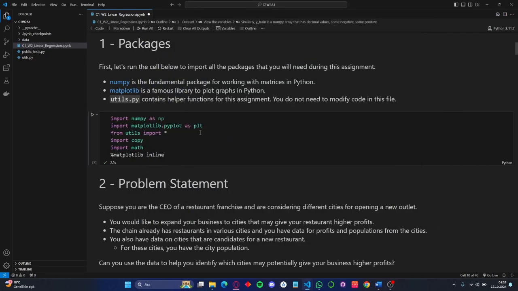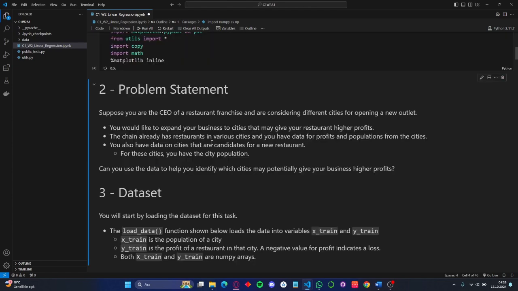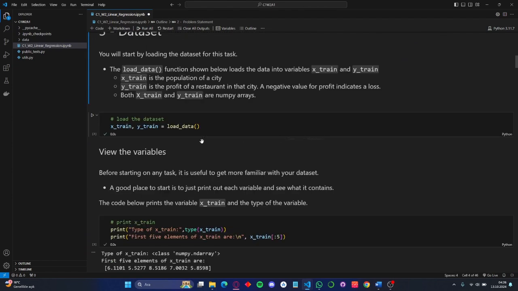My name is Tolga. I will look at this linear regression homework. This cell imports some libraries, and here we load the data X train and Y train. X train means the population of a city.